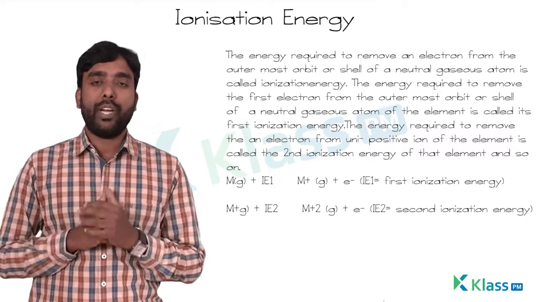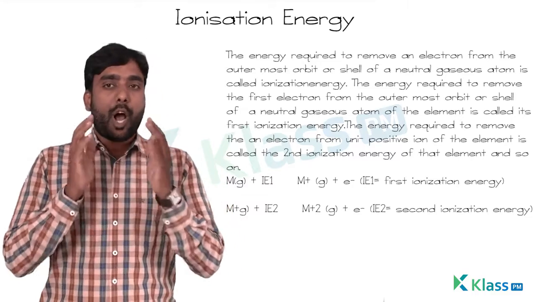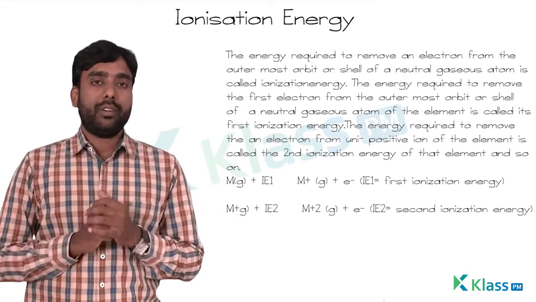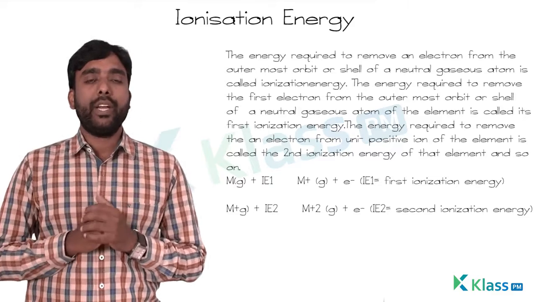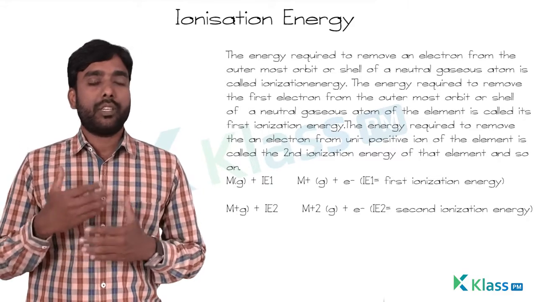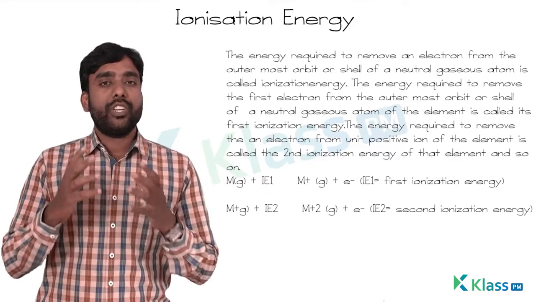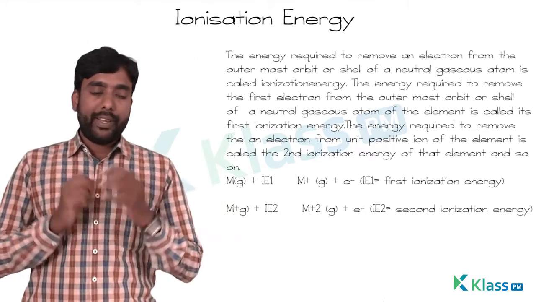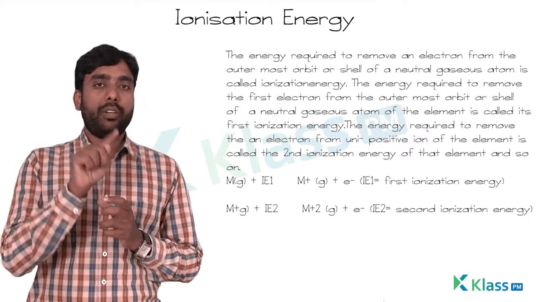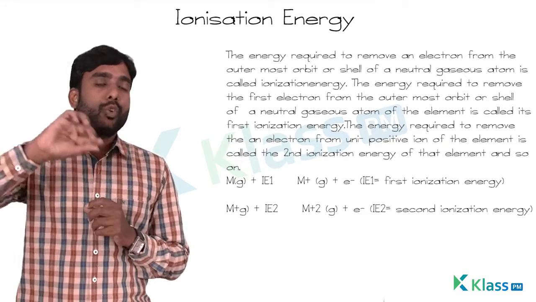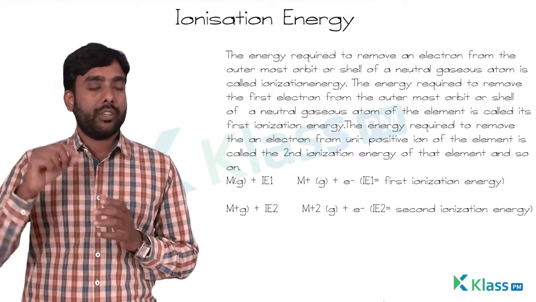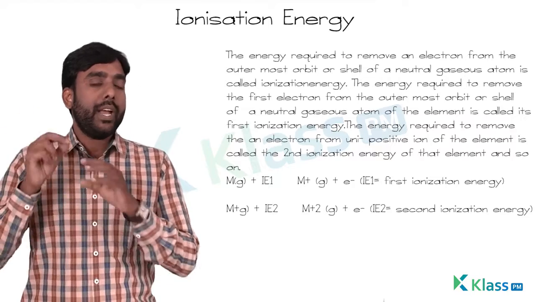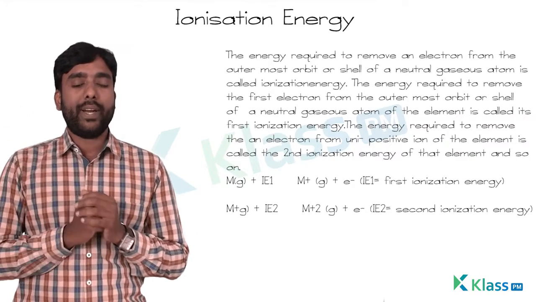Once again, we will define what is ionization energy. The amount of energy required to remove one electron from the outermost shell of a neutral gaseous atom is called ionization energy. Let's take an example. There is a gaseous atom called A. From this A, if we remove one electron, A becomes A plus. It lost one electron, so A becomes A plus and one electron.